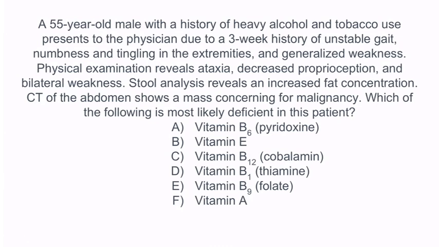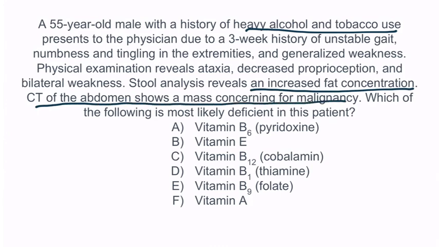Hopefully from the question stem you notice that this patient has a history of heavy alcohol and tobacco use. Later in the question stem we're told that a stool analysis reveals an increased fat concentration. We're also told that a CT of the abdomen shows a mass concerning for malignancy. These components of the question stem should make you think of pancreatic failure, resulting in fat malabsorption. Alcohol and tobacco use are risk factors for pancreatic cancer, and pancreatic cancer is a potential cause of fat malabsorption. From the available answer choices, you can see that only vitamins E and A are fat soluble. The rest are B vitamins, which are water soluble.